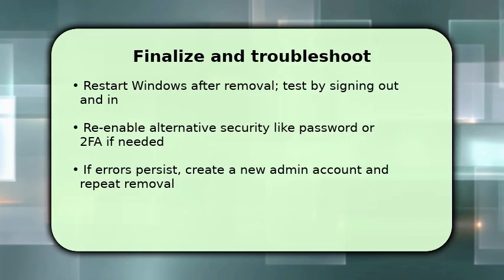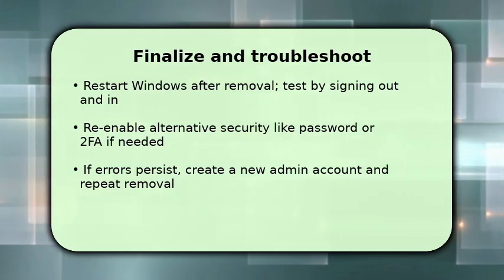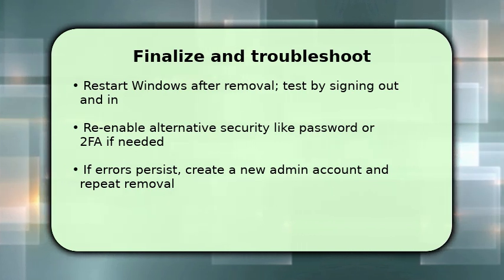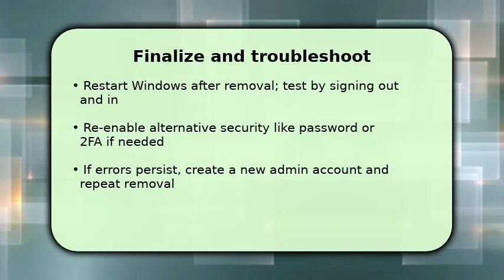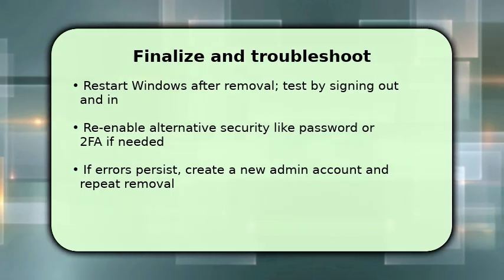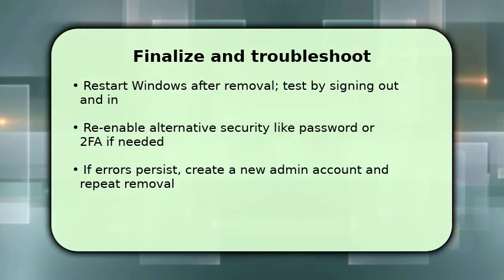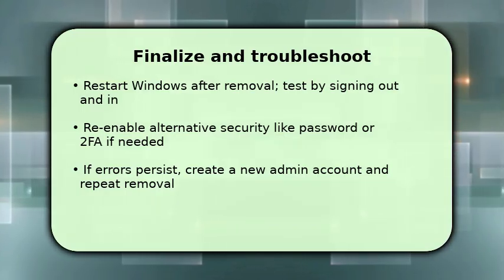If Windows still behaves as if a PIN exists or removal errors occur, create a new administrator account, sign into it, and repeat the removal steps for the affected user. That often clears profile-level locks. If that fails, note the exact error and seek targeted support.